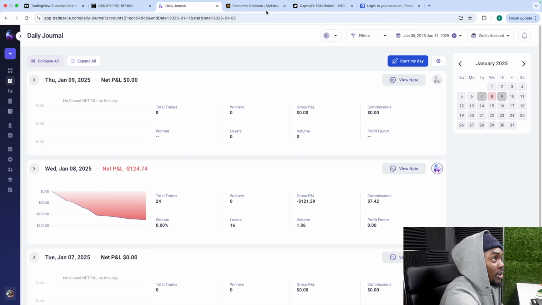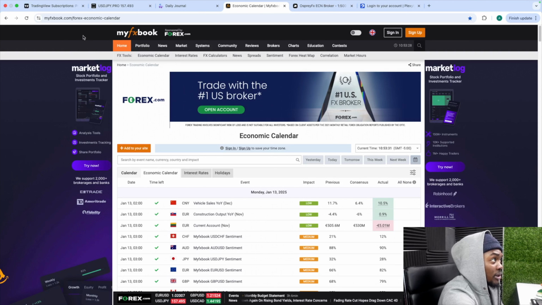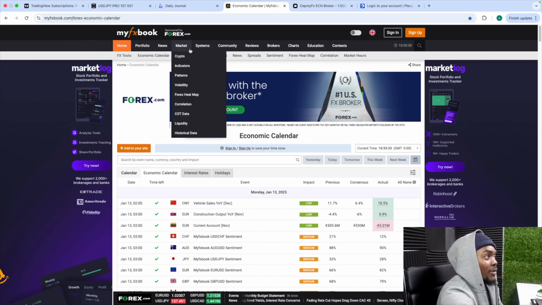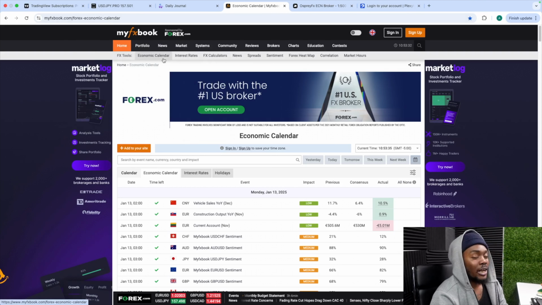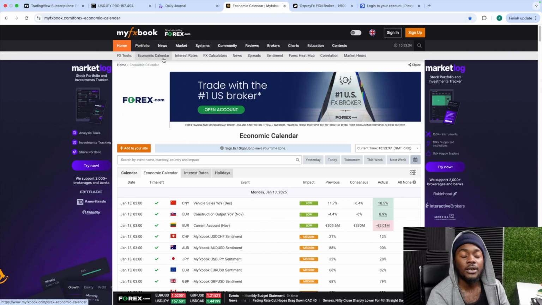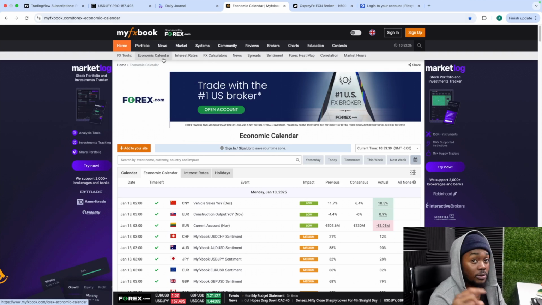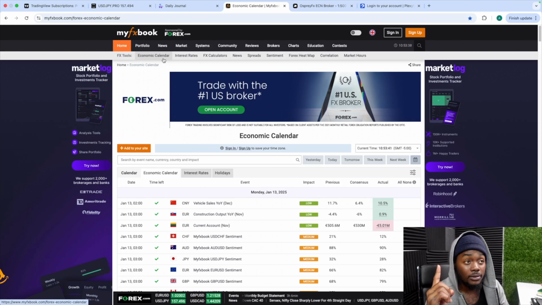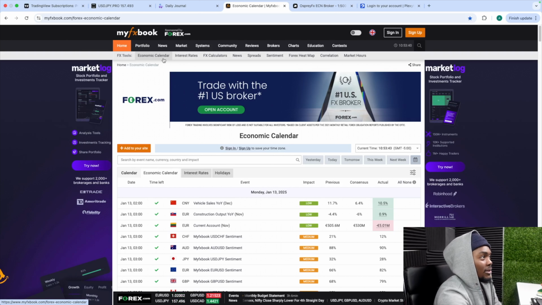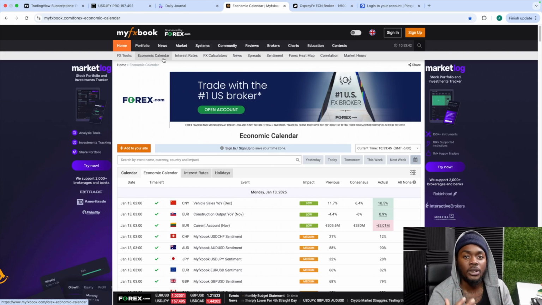So, the next trading platform, or app, that I use is going to be MyFXBook. Why do I use MyFXBook? I use it for one reason and one reason only: the news. This is how I gather all of my fundamental news when analyzing the market.